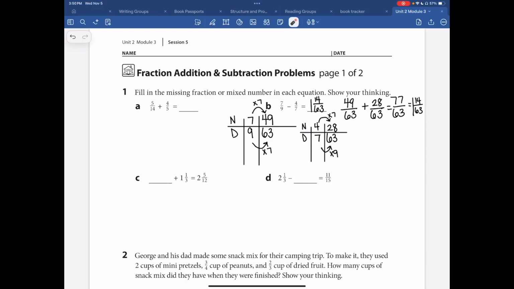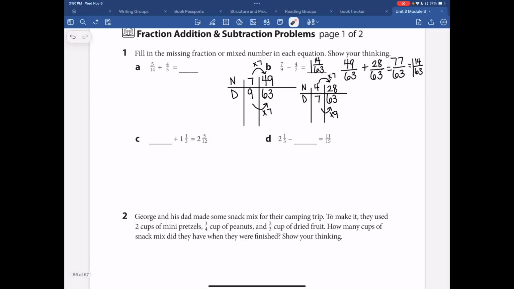So looking at A, we have 5/14 plus 4/5. So my denominator is 14ths and fifths. Having to think about what could be a common denominator that would work. Maybe just go ahead and multiply 14 and 5 together to get that common multiple.